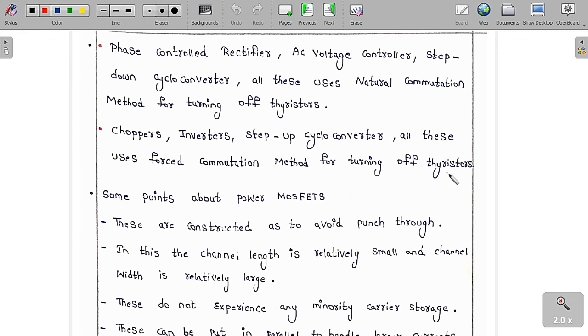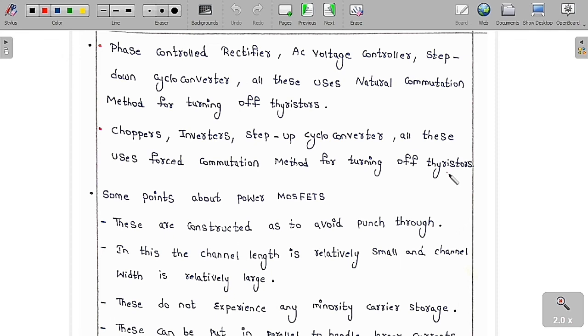So choppers and inverters need fully controlled devices, and also the step-up cycloconverter. So in these three applications, we are going to use forced commutation to turn off thyristors, because in these applications we need to use fully controlled switches. Whereas in the phase control rectifiers and also in the step down cycloconverter, only in these two applications, we are going to use natural commutation for turning off the thyristors, because the input is an AC supply.